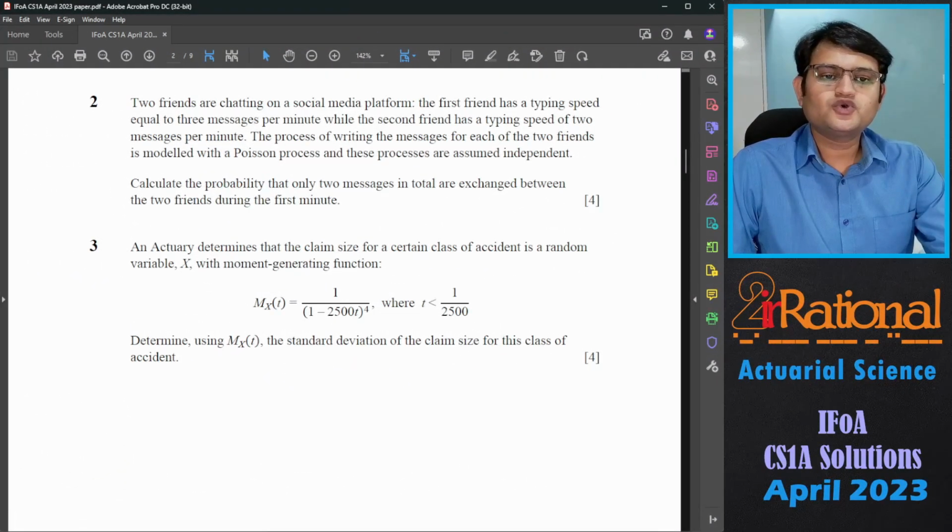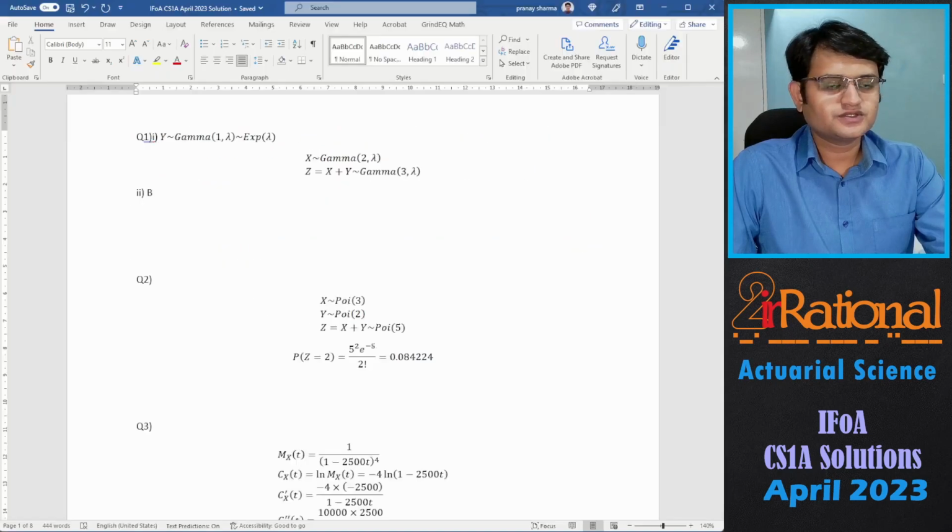So question number 2, two friends are chatting on a social media platform. The first friend has a typing speed equal to 3 messages per minute, while the second friend has a typing speed of 2 messages per minute. The process of writing the message for each of the two friends is modeled with a Poisson process, and these processes are assumed independent. Calculate the probability that only 2 messages in total are exchanged between the two friends during the first minute. So we have a Poisson process.